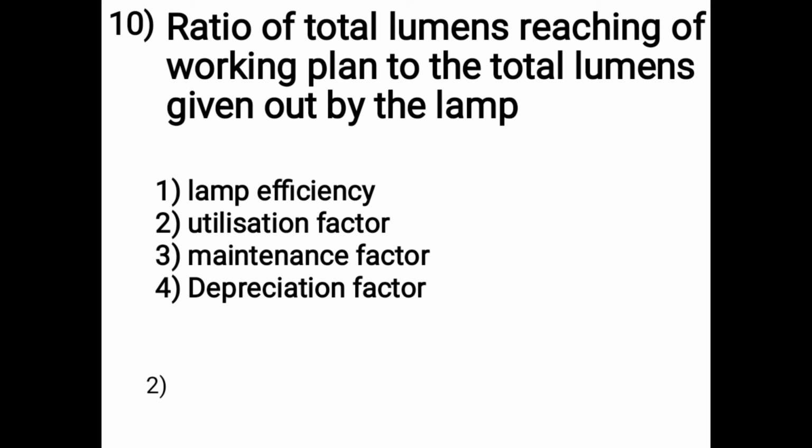Means, ये किसका रेशियो? Lumens reaching the working plane to the total lumens given out by the lamp. So this is the definition of utilization factor, and this utilization factor is very important. Utilization factor is defined as the ratio of total lumens reaching the working plane to the total lumens given out by the lamp. When the words total lumens or reaching appear, our answer is always utilization factor.